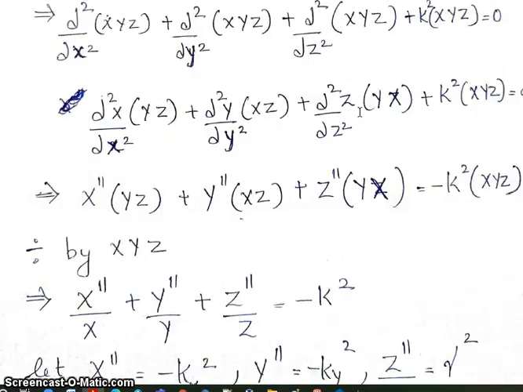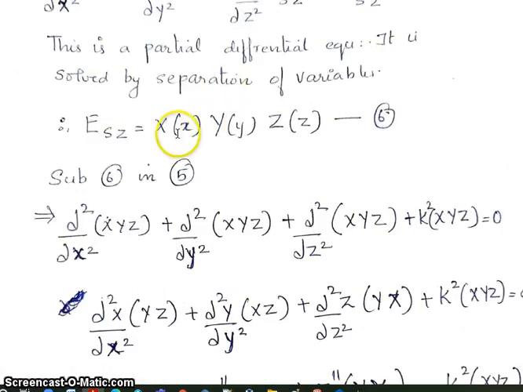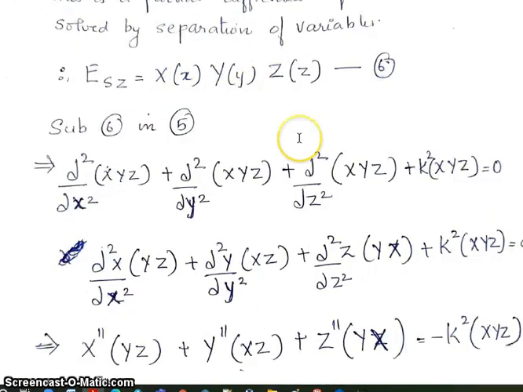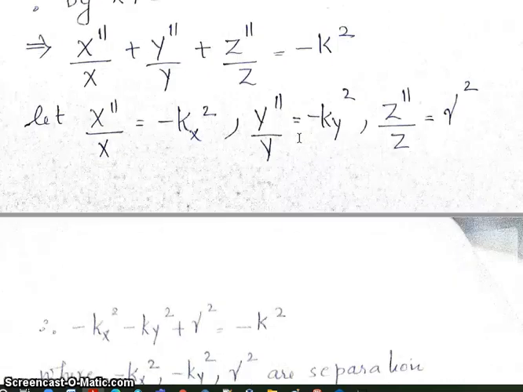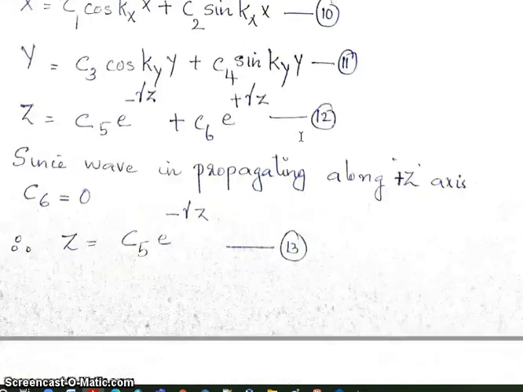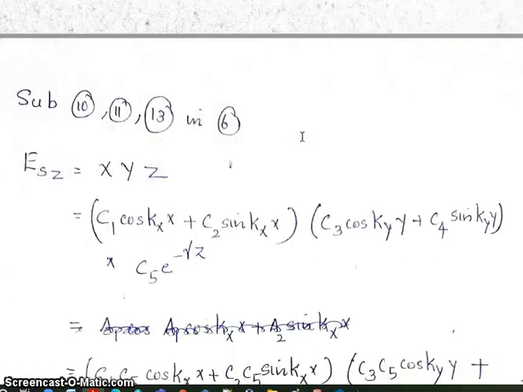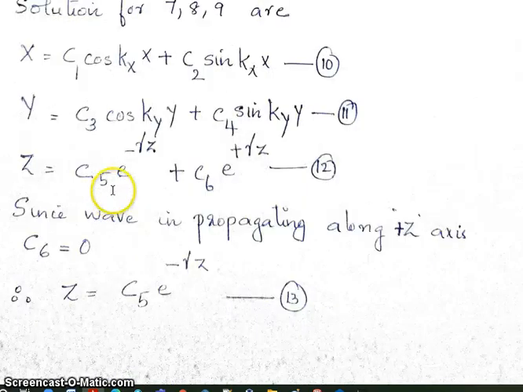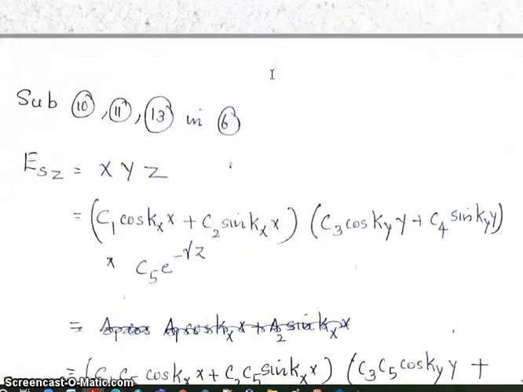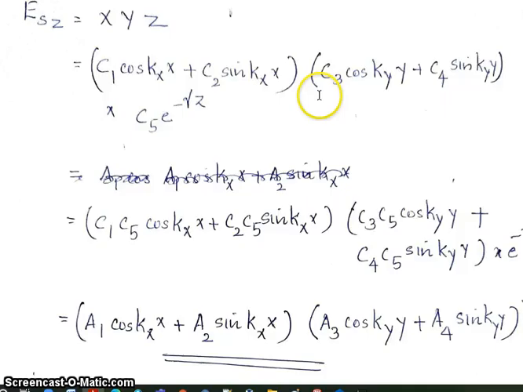Which one? 6. Where is it? This, okay. Ez of x, y, z is equal to X of x, Y of y, Z of z. Because we have already found the solutions for capital X, capital Y and Z, I can substitute: Ez of x, y, z is equal to, instead of X, I can write C1 cos kx x plus C2 sin kx x, into C3 cos ky y plus C4 sin ky y, and instead of Z I can write C5 exponential minus gamma z.